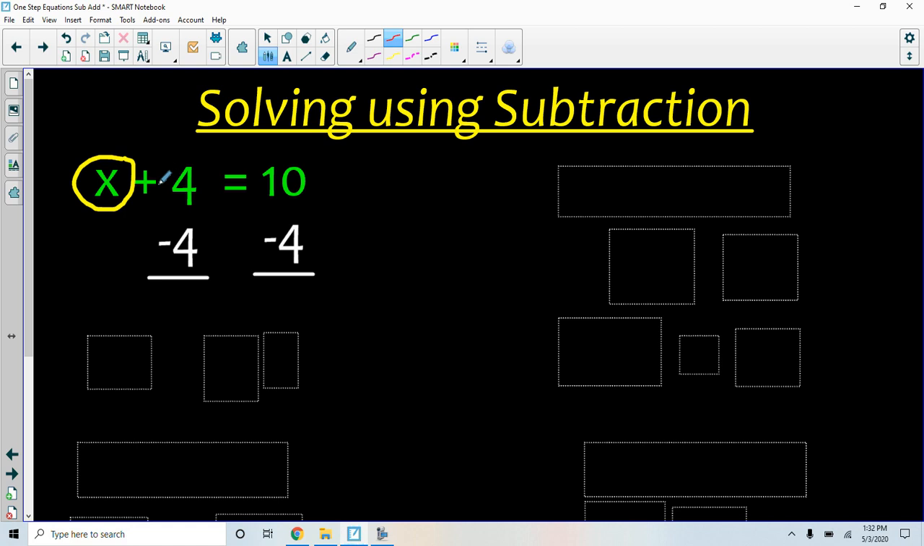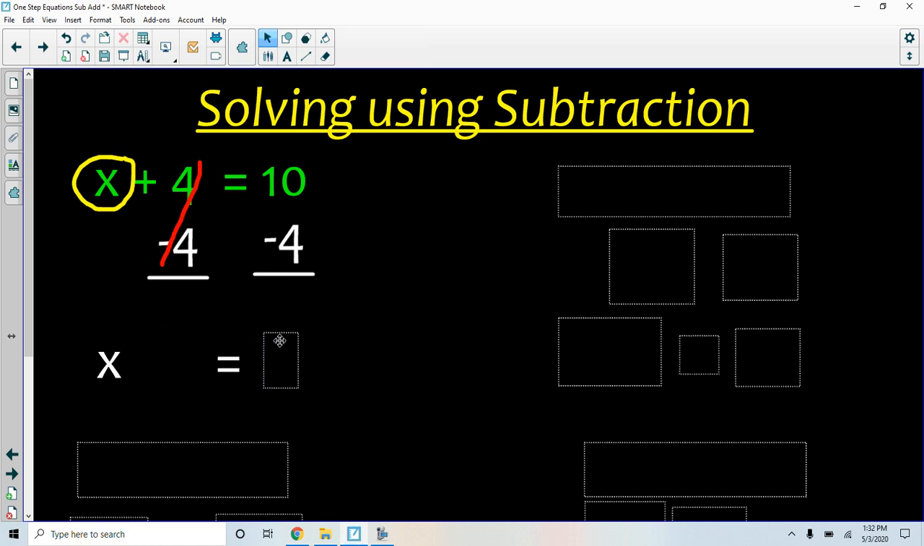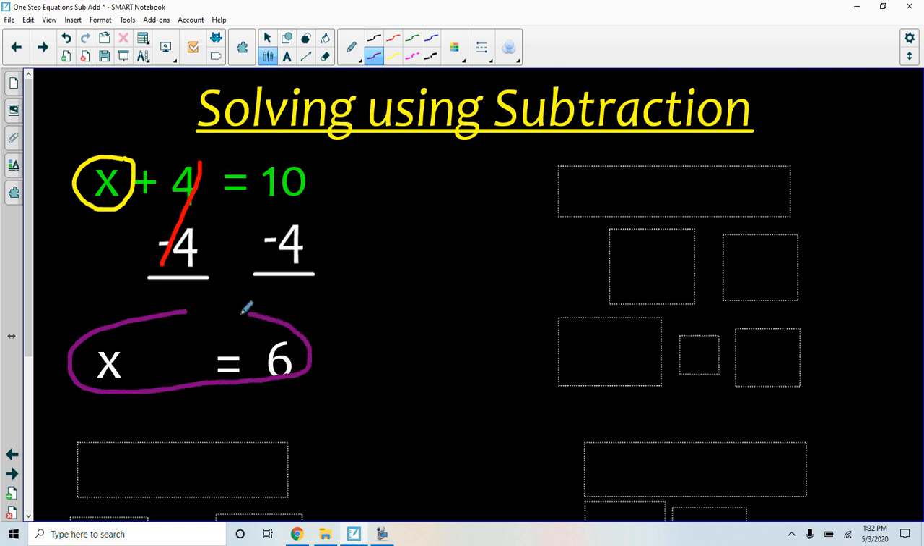So on this side, plus 4 and minus 4 makes 0. So I have x left over, my equal sign, and then I can do 10 minus 4 is 6. And so my final answer is x is 6. So I had to do one thing, subtract 4 from both sides to solve the equation.